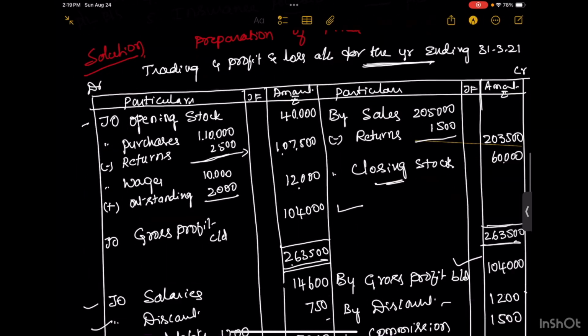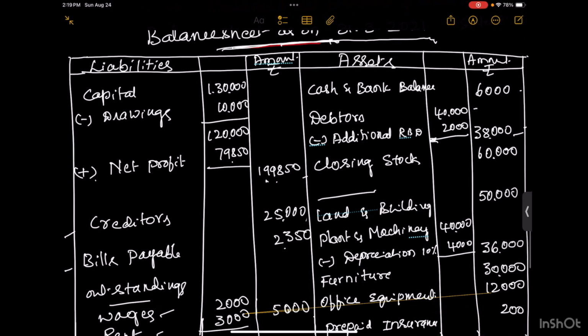I told you, it's an asset: stock, goods worth what you have at the end of the year, 60,000. And land and building together, what you have purchased from day one of your business, is to be taken. Sometimes there will be an appreciation to be added; here it's not given. And we have plant and machinery. For that, depreciation of 10% is given, so 10% on 40,000 is 4,000, which is to be subtracted, because your value has decreased. So 36,000. Furniture 30,000, office equipment 12,000.